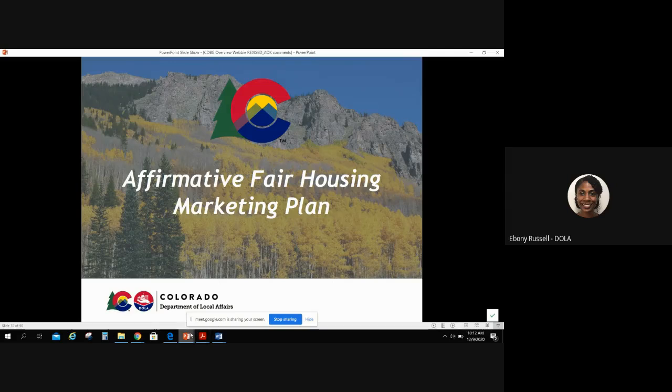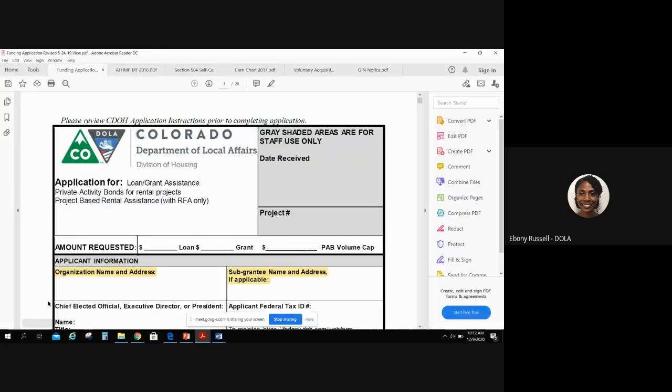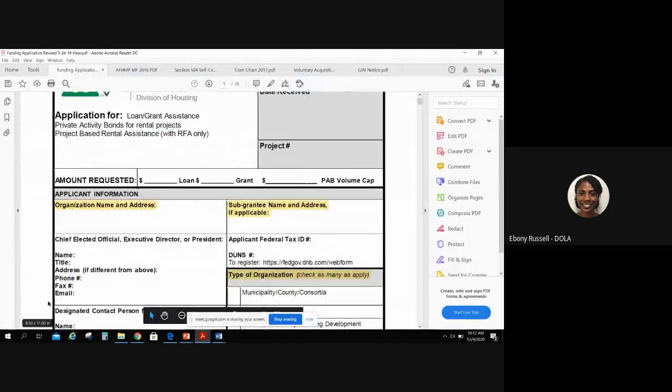So let's go ahead and have a look at the application itself. I've highlighted, so this is the application in its current form. We will be moving to a portal where you can submit your application called Neighborly, but it's going to look similar to this. The questions won't change. And so I've highlighted questions that will determine whether or not you're eligible for CDBG funding.